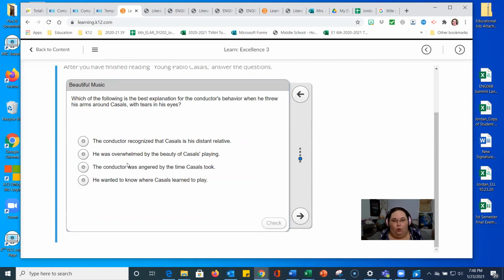Number 4, which of the following is the best explanation for the conductor's behavior when he threw his arms around Casals with tears in his eyes? A, the conductor recognized that Casals is his distant relative. B, he was overwhelmed by the beauty of Casals playing. C, the conductor was angered by the time Casals took. Or D, he wanted to know where Casals learned to play. Again, pick your answer. Once you know the correct answer, copy the question and correct answer into your review document.